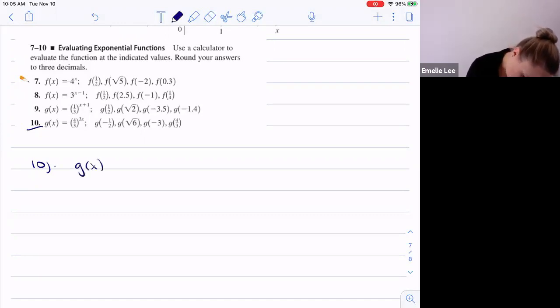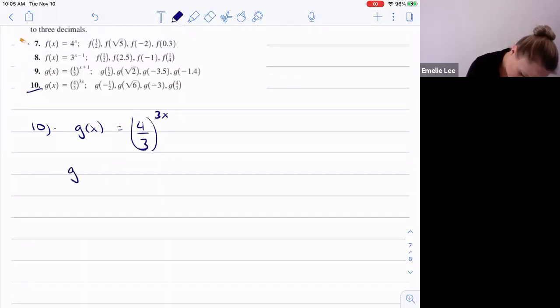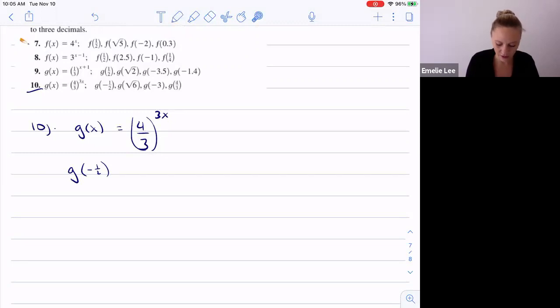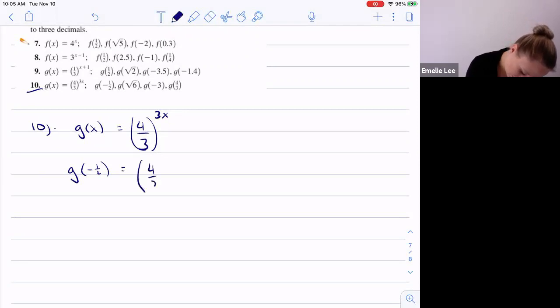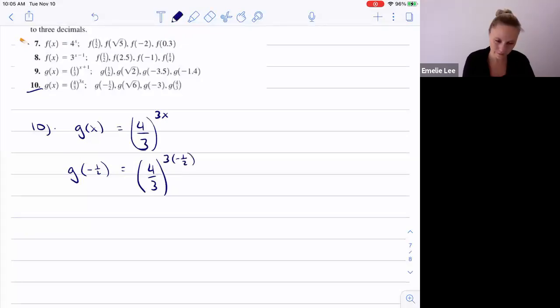So g of x is 4 over 3 to the power of 3x. G of negative 1/2, okay, wherever you see an x, you're going to replace it with negative 1/2. So you get 4 over 3 to the 3 times negative 1/2, not 1/3. Okay. So just use your calculator, okay?